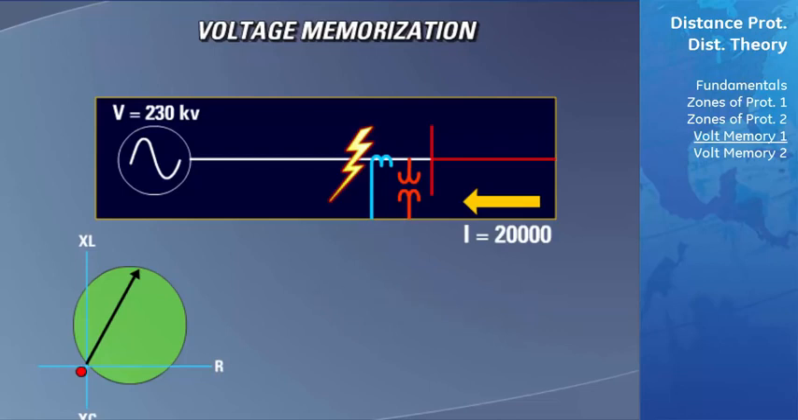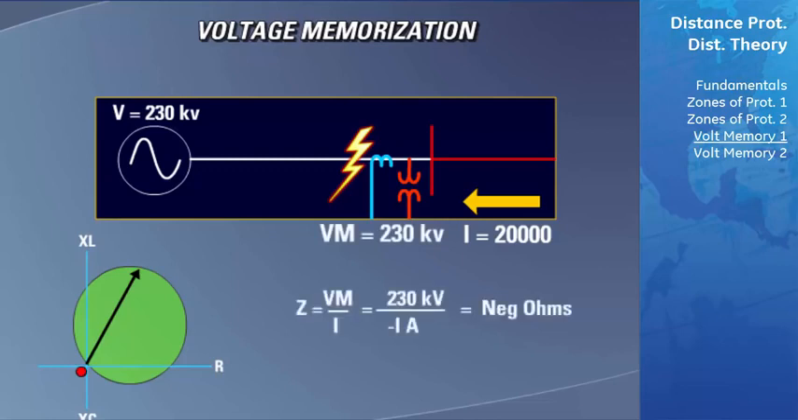When the D60 uses the memorized voltage, symbolized as Vm, which is equal to the value of the source voltage of 230 kilovolts, the calculated impedance is a negative number. This is a sure indication that the fault is located outside of the transmission line zone of protection, and the D60 would shrink the size of the mho circle characteristic. Now the impedance calculated by the D60 is well outside the zone of protection.